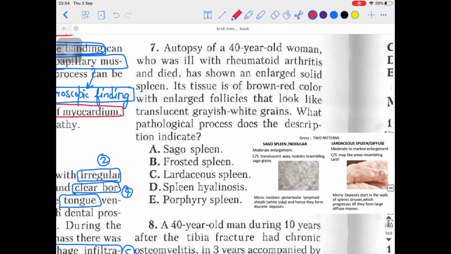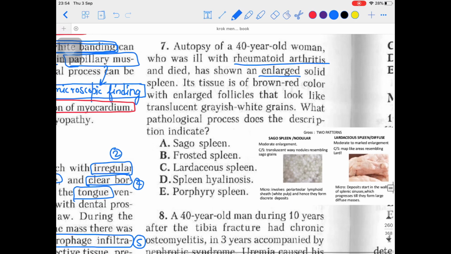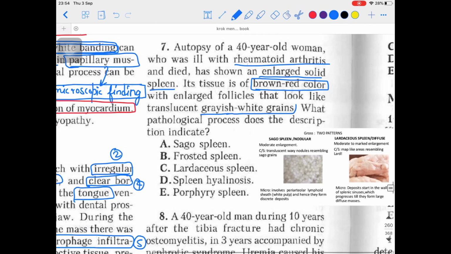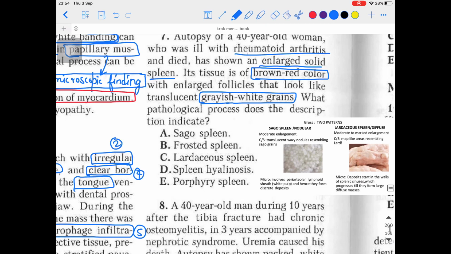Seventh one. Autopsy of a 40-year-old woman who was ill with rheumatoid arthritis and died has shown an enlarged solid spleen. The tissue is of brown red color, with enlarged follicles that look like translucent grayish white grains. Very important finding. Remember, this is the macroscopic finding.